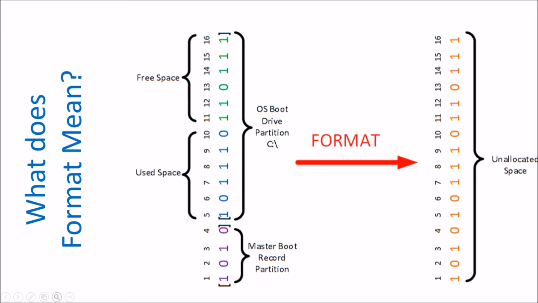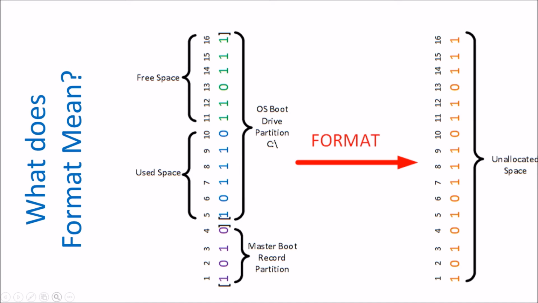And within the first partition, which is smaller, is the master boot record. And within the larger partition, which is the bulk of the drive, is the operating system boot drive. So, on the operating system boot drive, you've got a certain amount of used space and a certain amount of free space. And all of this has some information on it, i.e. some code, which is in its raw form a series of ones and zeros.